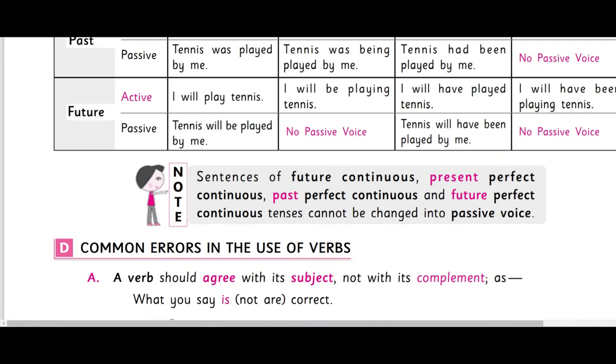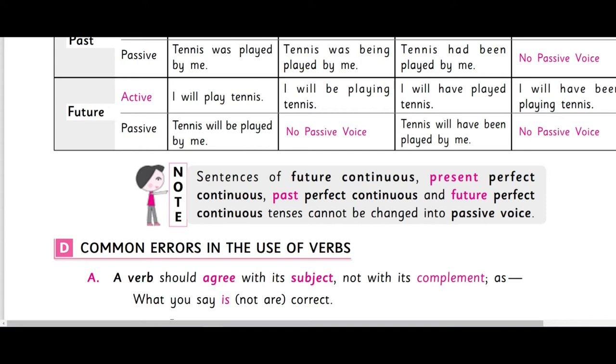Future: I will play tennis. How to convert? Object plus will or shall plus be plus V3 plus subject. Tennis will be played by me. Okay, next is future continuous: I will be playing tennis. We know there is no passive voice for that.